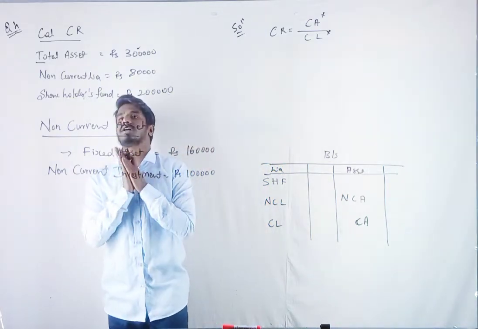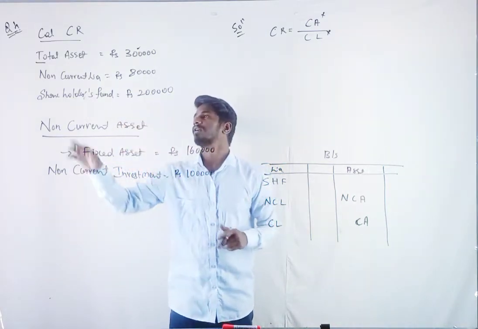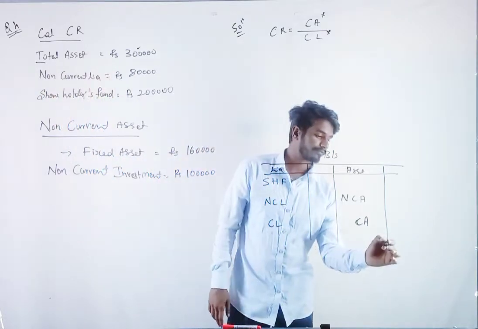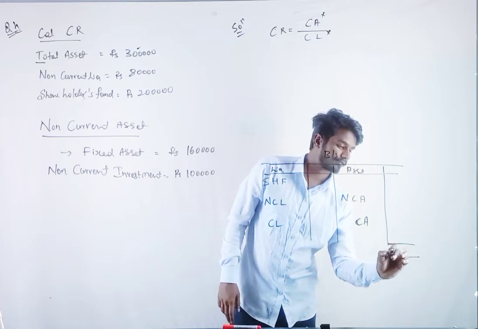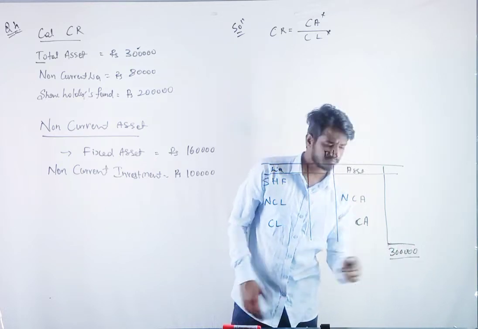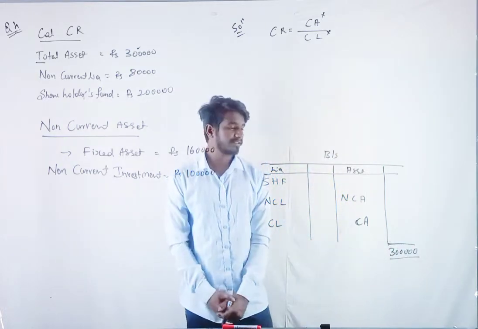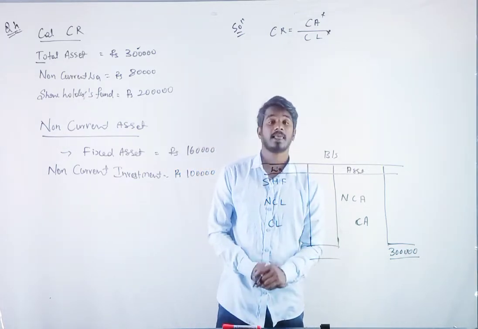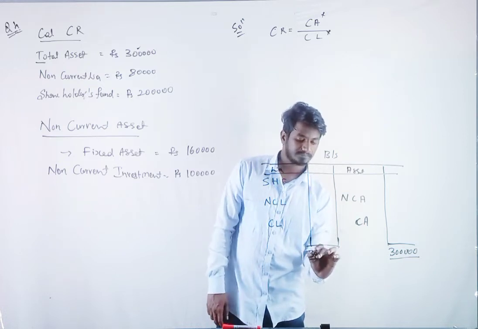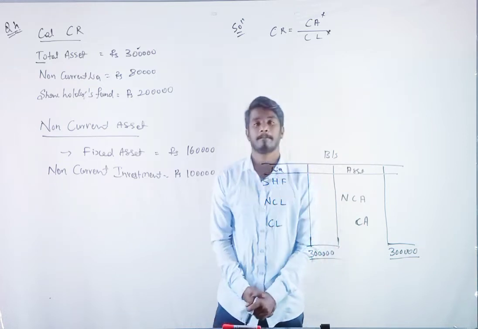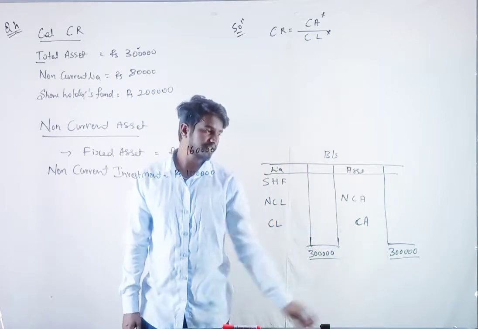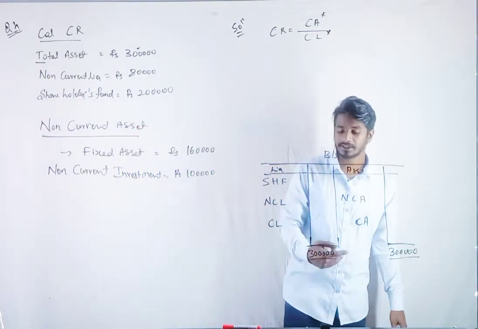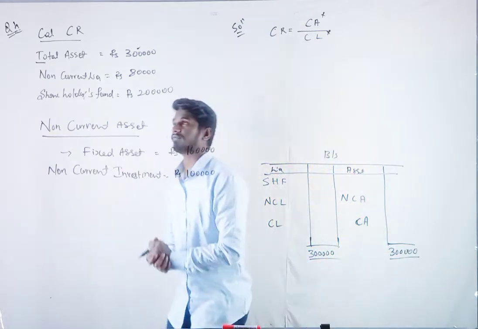Let us check what information they have given. First, total assets they have given. This is your total asset. If total asset is 3 lakh, simultaneously the liability will also be 3 lakh. It must match, right? If asset is 3 lakh total balance, the total liability also will be 3 lakh itself, right?